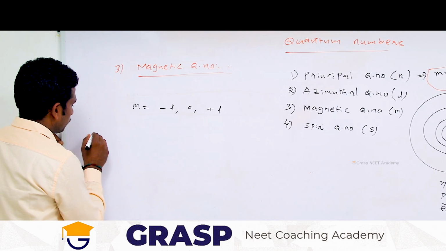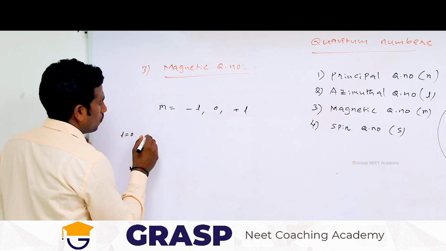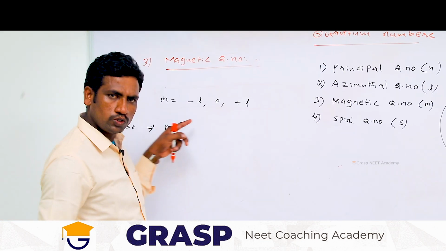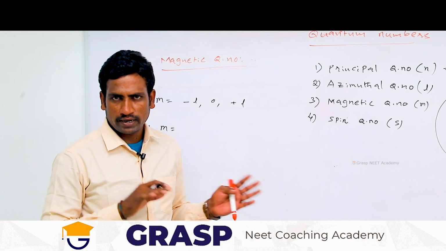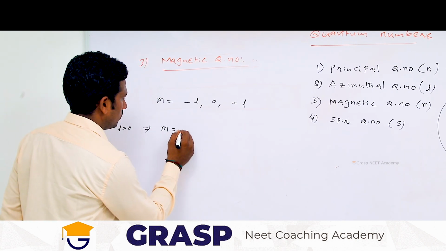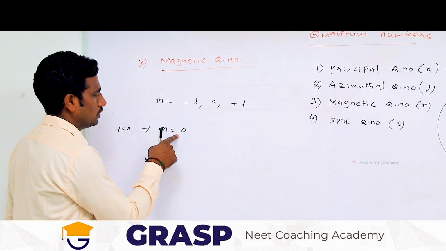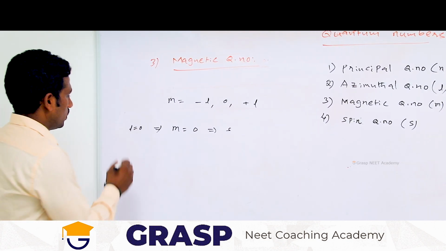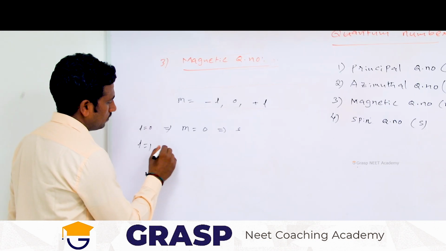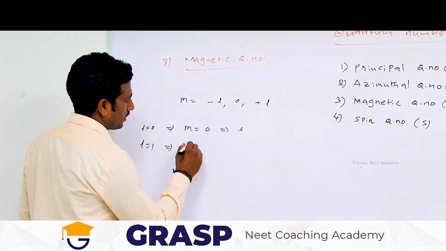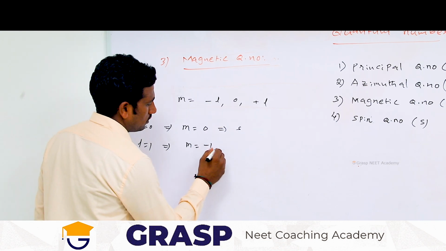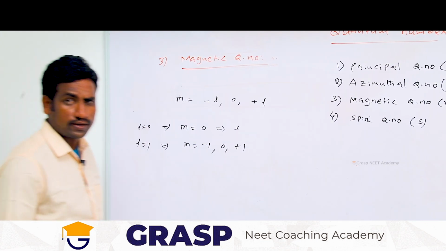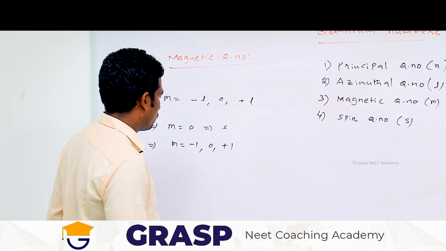For example, L is equal to 0. What are the possible m values? Can you write minus 0, 0, plus 0? No need to write minus 0 and plus 0. Directly you can take 0. Only one value is possible. That is the S orbital. If L is equal to 1, how many values are possible for m? There are minus 1, 0 and plus 1. Total 3 values are possible for m.